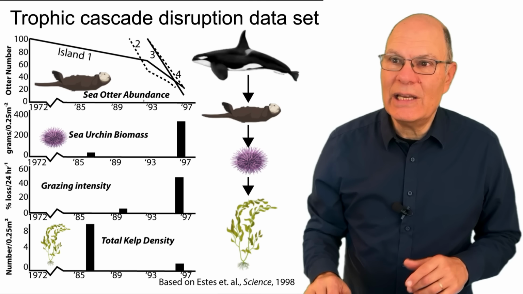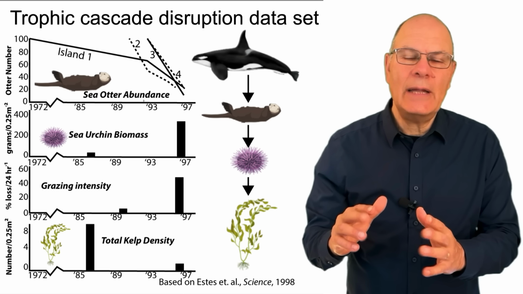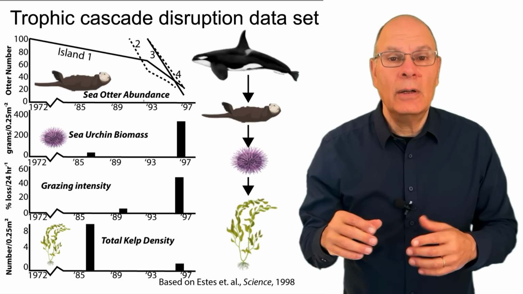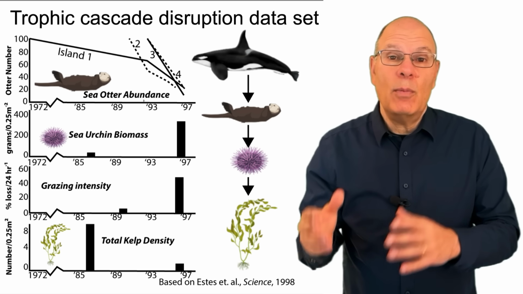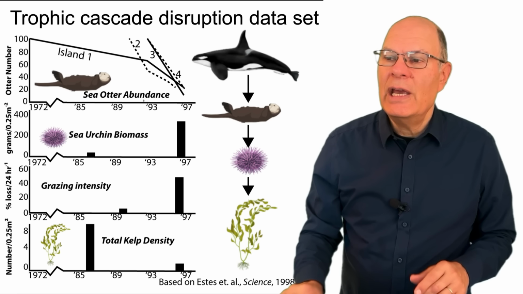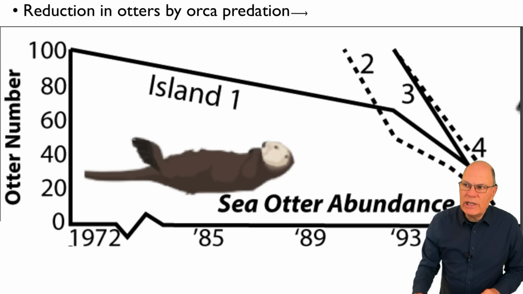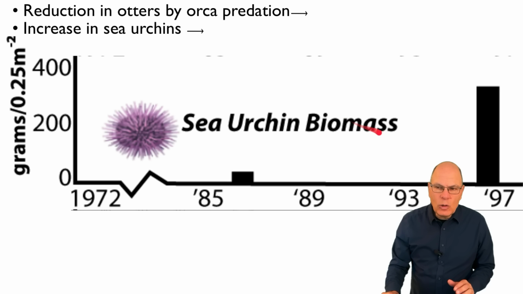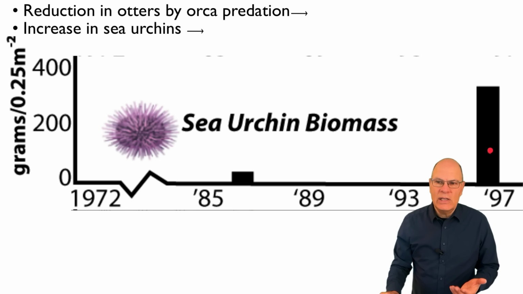You can see this in this data set, and this kind of data set is something that could definitely appear on the AP Bio exam or on your teacher's next test. And what this shows is that a reduction in otters by orcas, these numbers show the various islands where Estes studied this decline, led to an increase in the biomass of sea urchins.